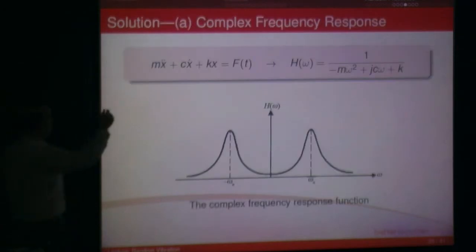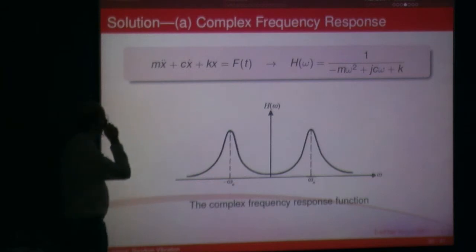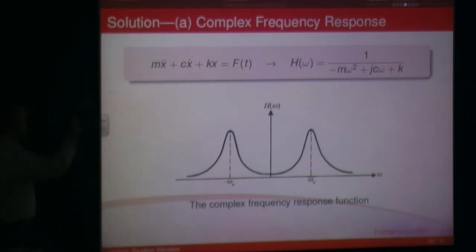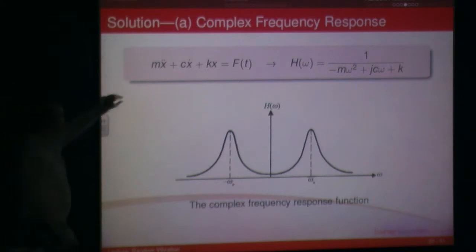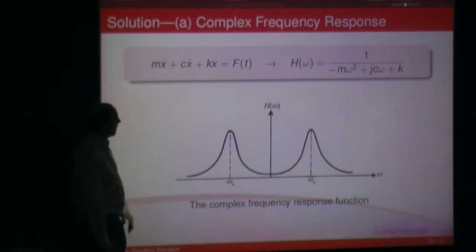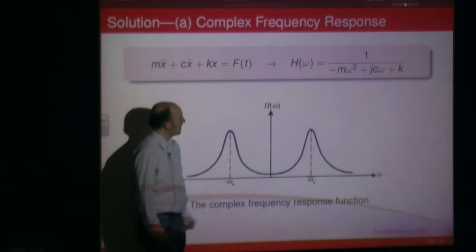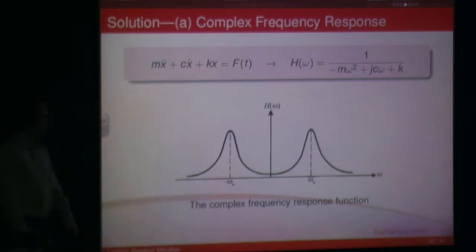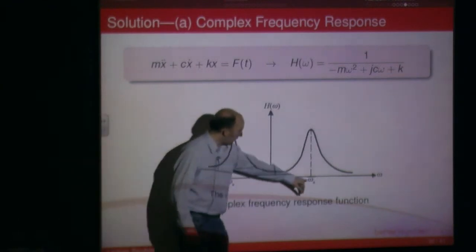There's my equation of motion, that should be straightforward. You should understand that if you've got a mass spring damper system, then you've got that equation of motion. That's pretty basic. And obviously, if you go through the process of replacing x with big X e to the j omega t, and so on, you end up getting this as your complex frequency response. And plotting that, you get something that looks like this with two natural frequencies in there.